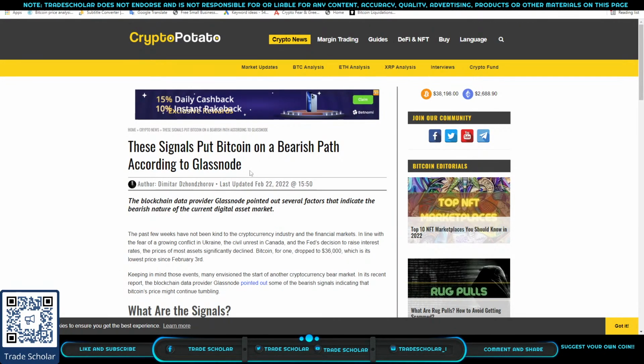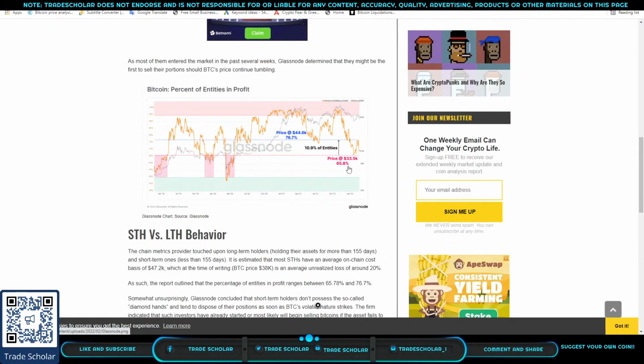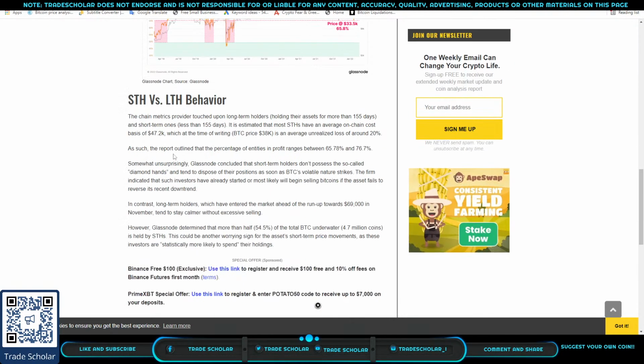"These signals put Bitcoin on a bearish path," according to Glassnode. What's that signal? Price 33, entries. The chain metric touches upon long-term hodlers holding their assets for more than 155 days.